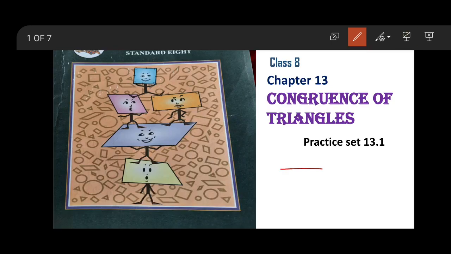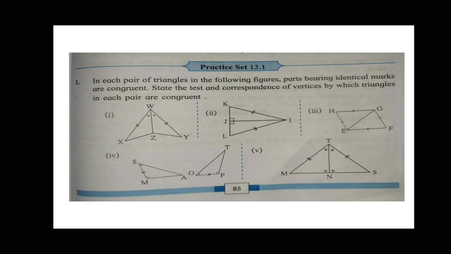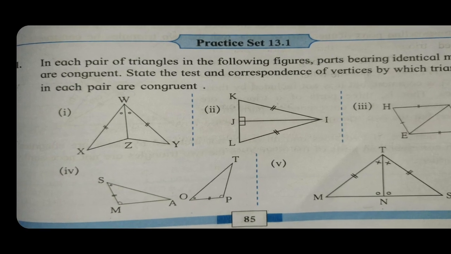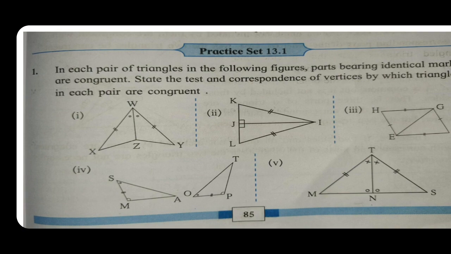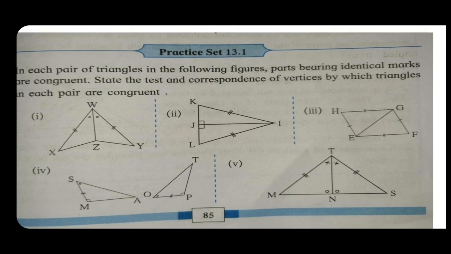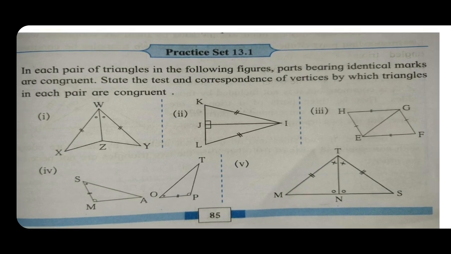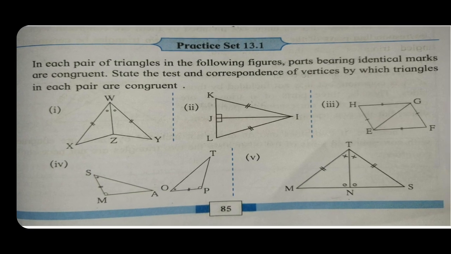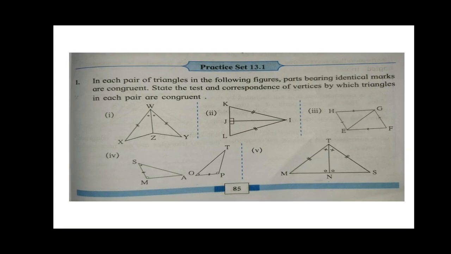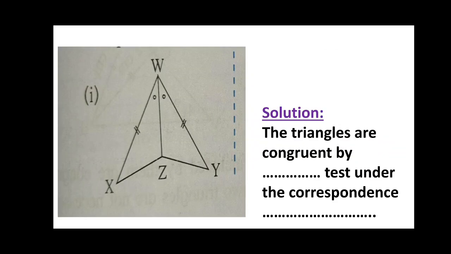Okay, so let's start with the questions, with the first practice set, 13.1. Observe the question, read it. In each pair of triangles in the following figures, parts bearing identical marks are congruent. State the test and correspondence of vertices by which triangles in each pair are congruent. Okay, so let's start with the first figure.